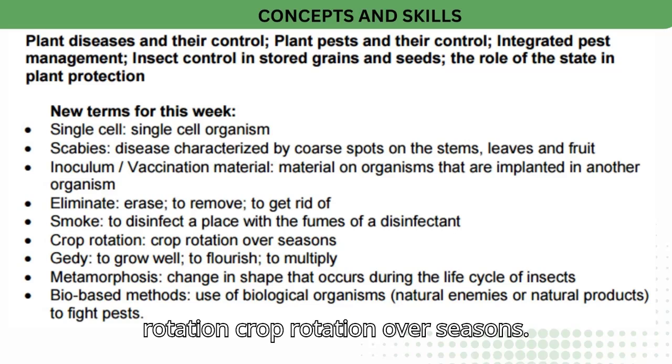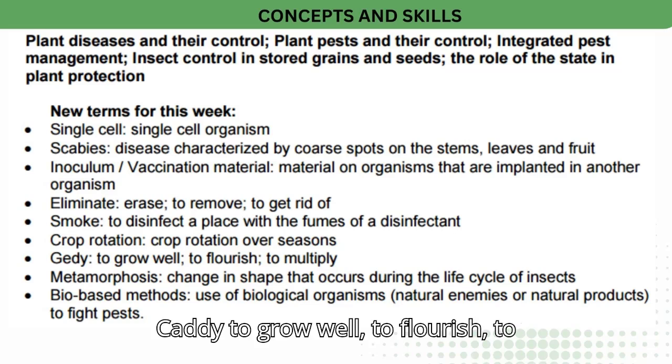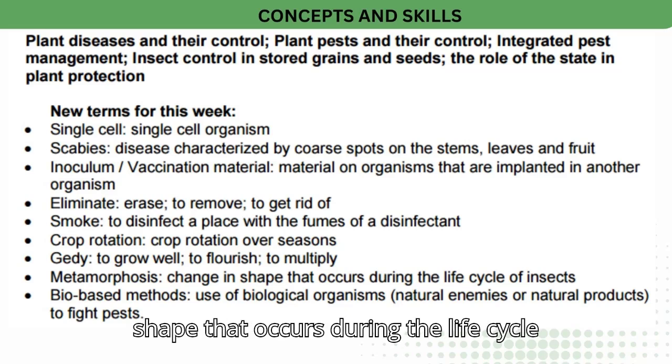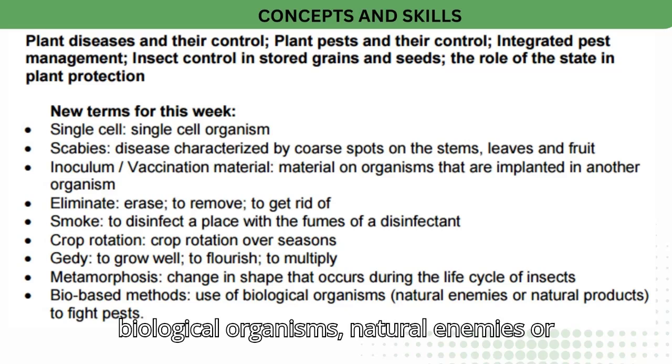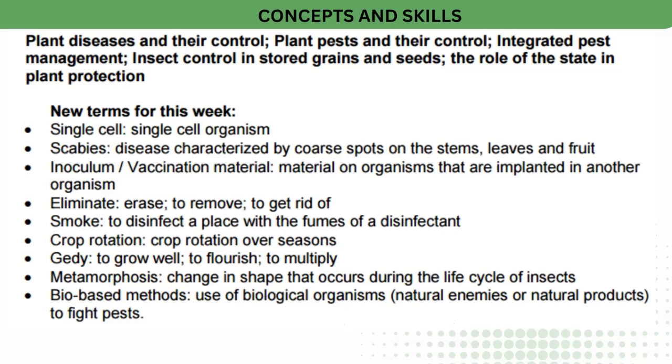Crop rotation over seasons. Thrive, to grow well, to flourish, to multiply. Metamorphosis, change in shape that occurs during the life cycle of insects. Bio-based methods, use of biological organisms, natural enemies or natural products to fight pests.